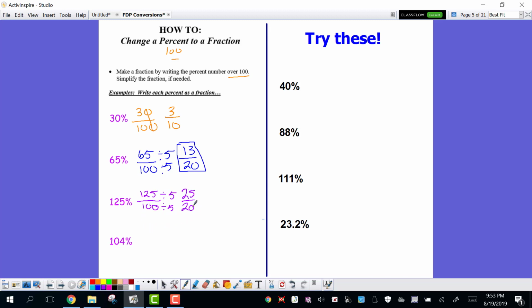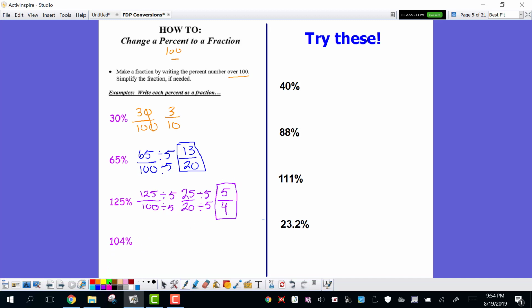Okay, now this I can simplify again because it ends with the 5 and it ends with the 0. So again, I can use my rules and think of, okay, they both end with the 5 and the 0, so I can divide by 5. So 25 divided by 5 is 5, and 20 divided by 5 is 4. Okay, well here I can't simplify anymore, so my fraction would be 5 over 4. Now this is an improper fraction, okay, but we're going to leave it like this for now.